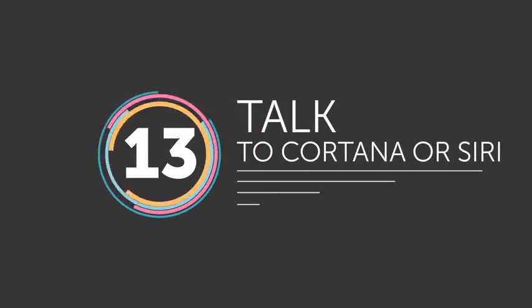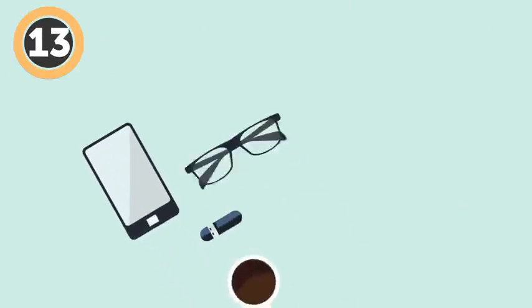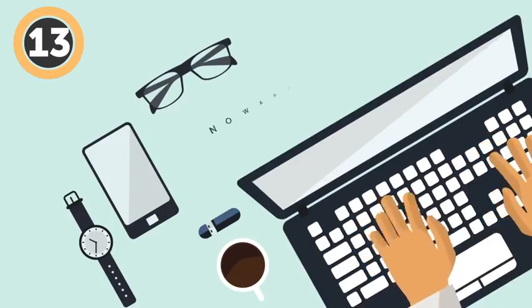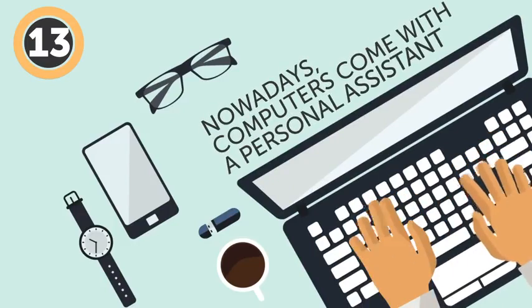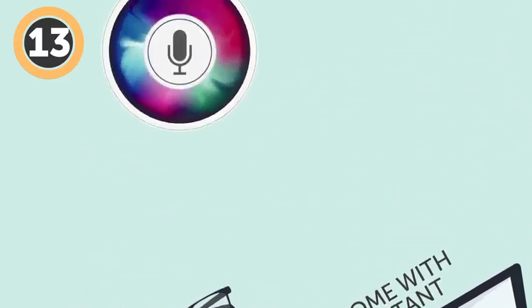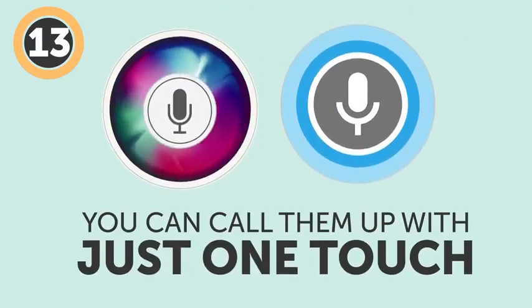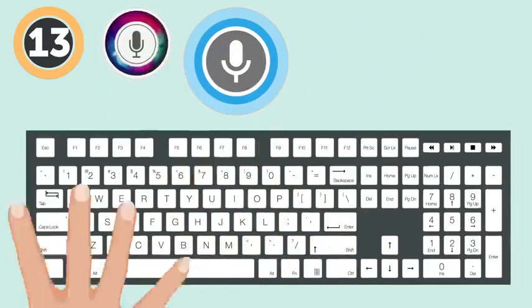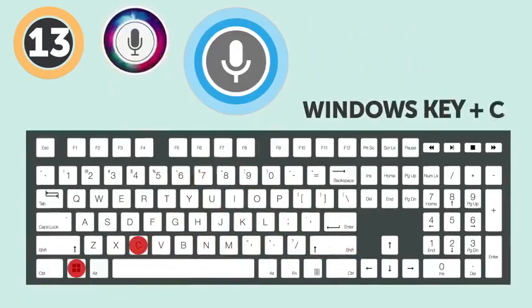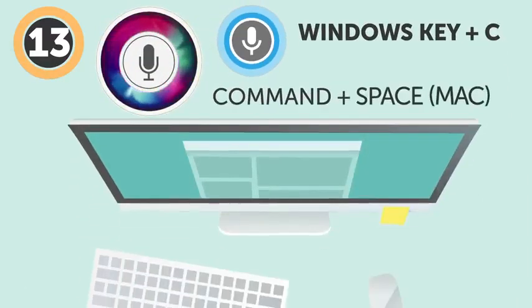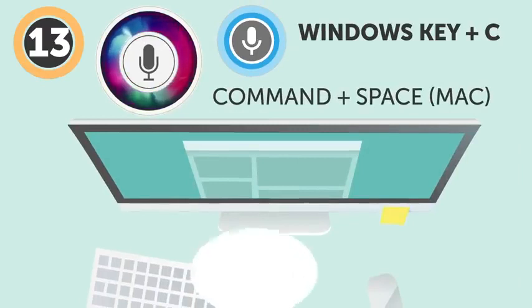Talk to Cortana or Siri. Task managers, thorough researchers, life organizers, interesting conversation partners. Nowadays, computers come with a personal assistant literally built in. Siri and Cortana can do it all, and you can call them up with just one touch. To open Cortana on Windows in listening mode, press the Windows key plus C. And to summon Siri on Mac OS, hold Command and space together. Hey Siri!